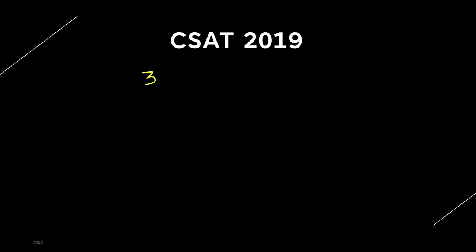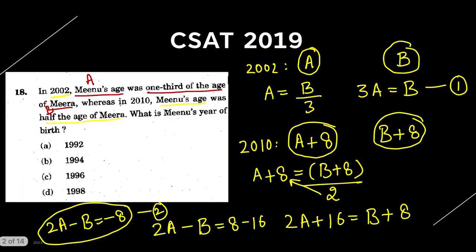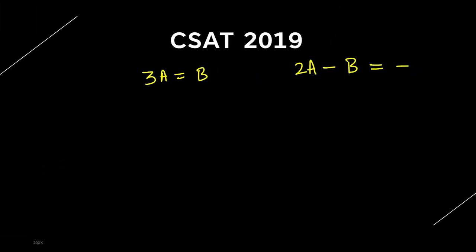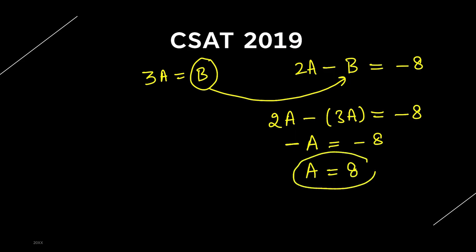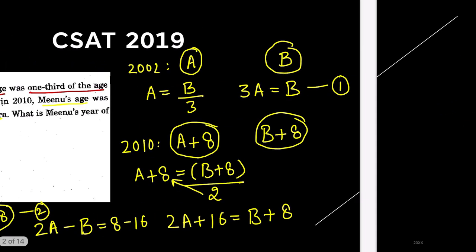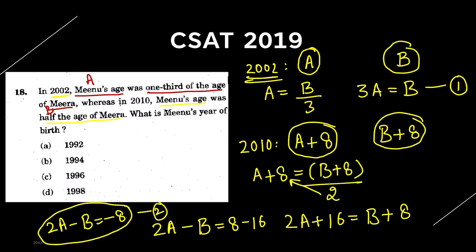Now we have two equations, where 3A is equal to B and 2A minus B is equal to minus 8. I hope this is clear. Now, there are two things you can do here. You can simply put B as 3A here. This will solve it, and we will be able to solve this question very quickly. So, I will write 2A minus B, where B is 3A, is minus 8. 2A minus 3A is minus A, is minus 8, so A is 8. We are able to find A as 8, and now B will be 8 times 3, which is 24, meaning 3 times A. These are the two ages. So, Meenu's age is 8 and Meera's is 24 in 2002. I hope this is clear.